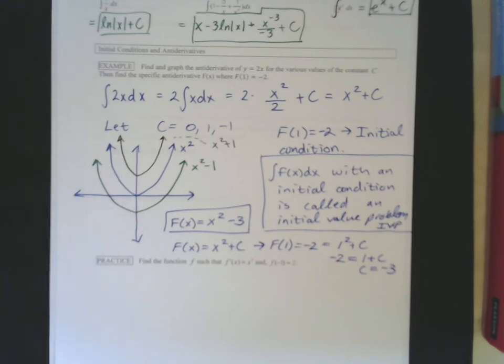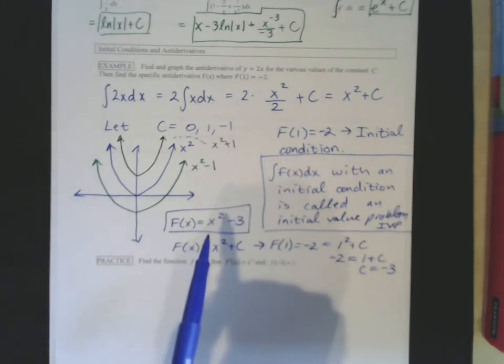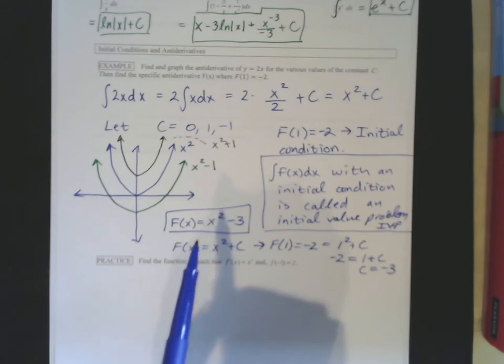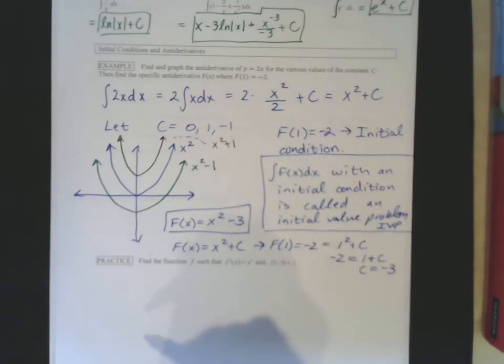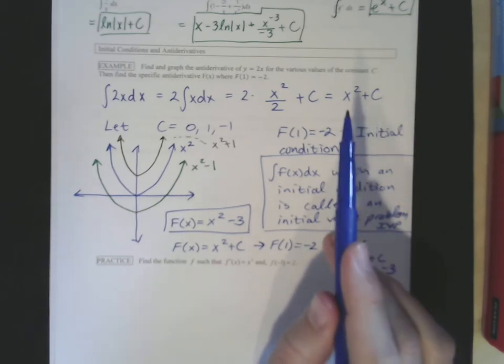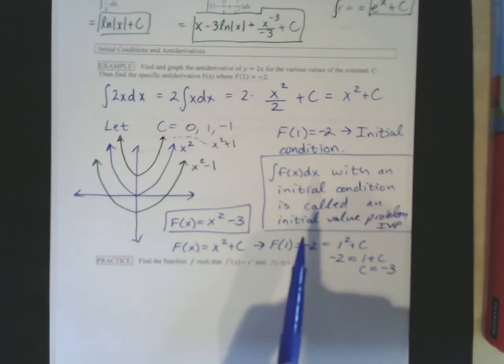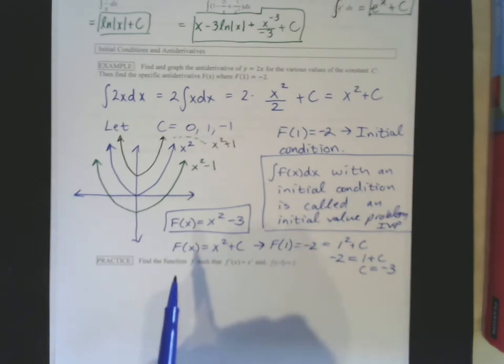And as it turns out, this is the only way to find what your constant of c has to be. If you're not given an initial condition, you can't find the specific antiderivative that you're looking for. So everything comes down to this initial value problem, unless you just want the general antiderivative. So this here, as I just said, is the general antiderivative. This is a specific antiderivative, which is the result of an initial value problem, where you have an integral and an initial condition.